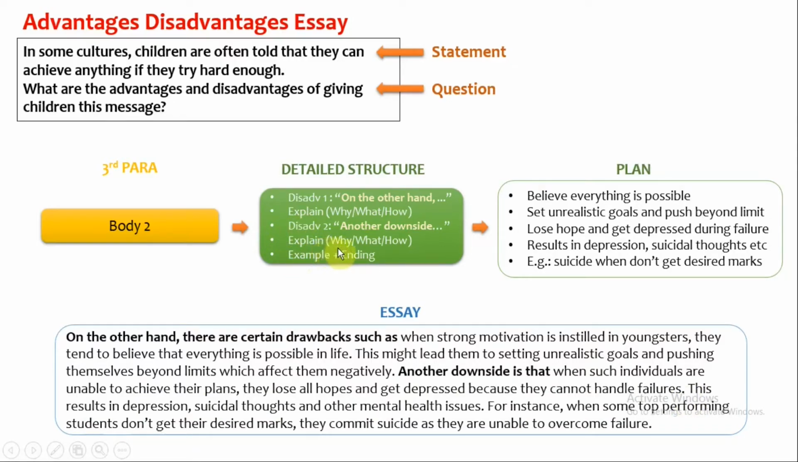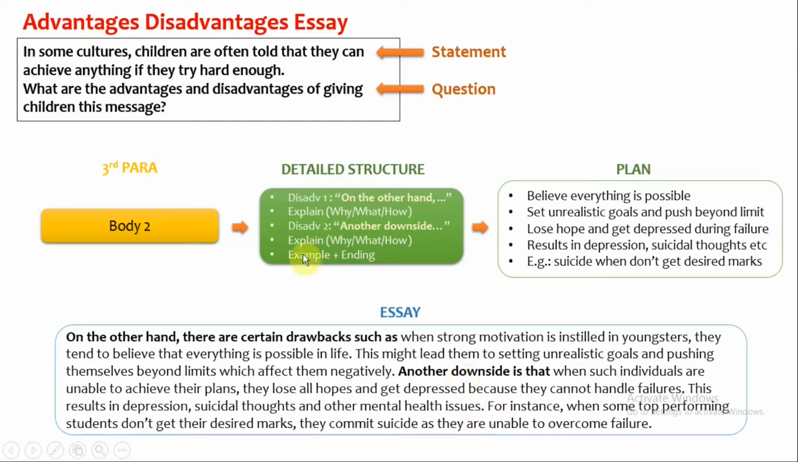You can explain the why or what or how of the second disadvantage to give explanation. Here I am giving explanation for what. What will happen when students lose hope due to failure? Plan says results in depression, suicidal thoughts, etc. So the fourth sentence will be, this results in depression, suicidal thoughts and other mental health issues.